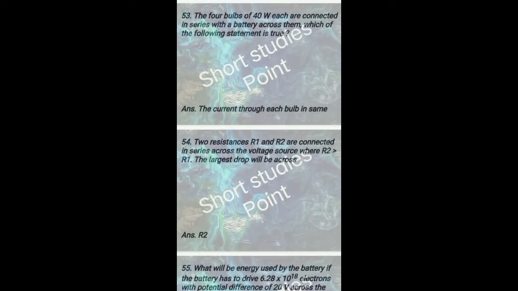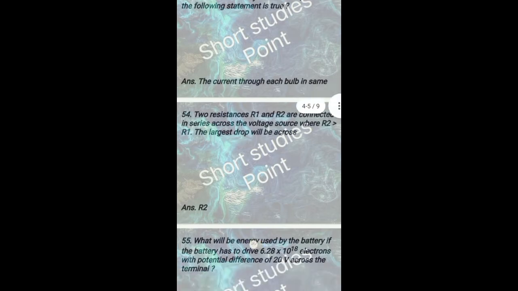Question: Two resistances R1 and R2 are connected in series across the voltage source, where R2 is greater than R1. The largest drop will be across? Answer: R2. Question: What will be the energy used by the battery if the battery has to drive 6.28 multiplied by 10 to the power 18 electrons with a potential difference of 20 volt across the terminals? Answer: 20 joule. Question: A closed switch has a resistance of? Answer: 0.